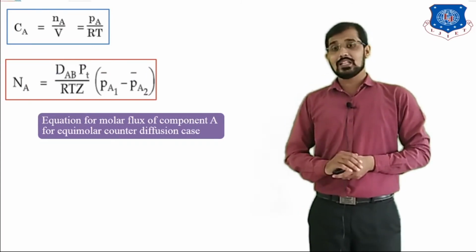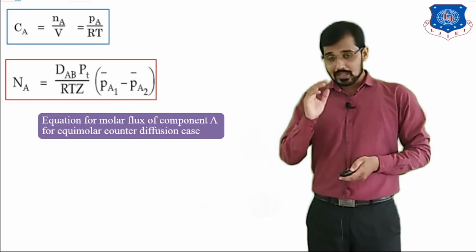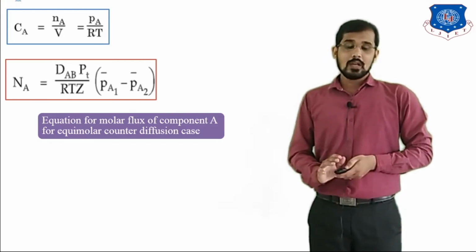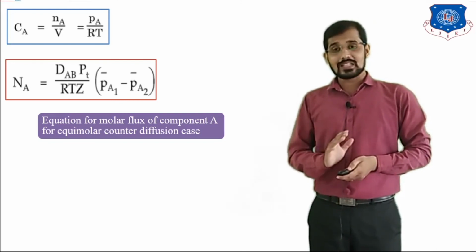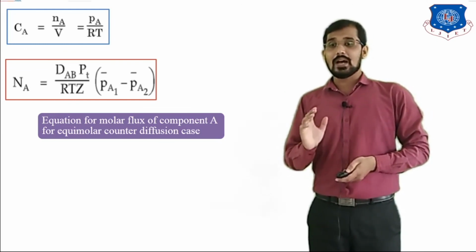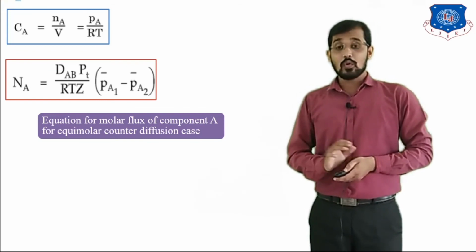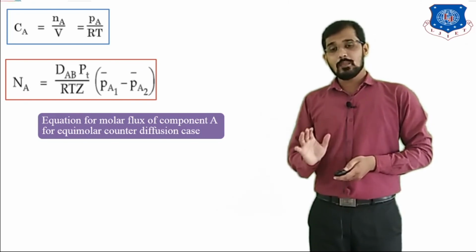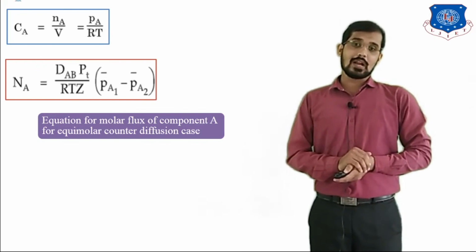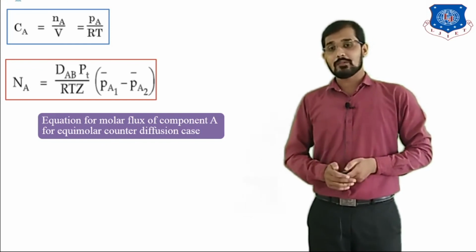This equation can be asked in your exam for 7 marks, and numericals can be asked based on this topic and the previous topic, stagnant film diffusion, for 7 marks. For a 14 marks question, it can be asked like this: derive the equation Na is equal to dAB into Pt divided by RTZ into (Pa1 minus Pa2), and solve this numerical. So you have to remember both these equations, and most importantly, you have to remember the conditions. For equimolar counter diffusion, the condition is Na is equal to minus Nb, and for stagnant film, Nb is equal to 0.